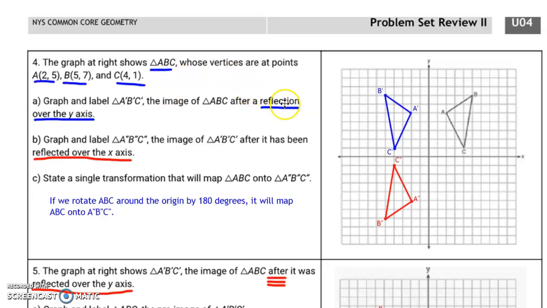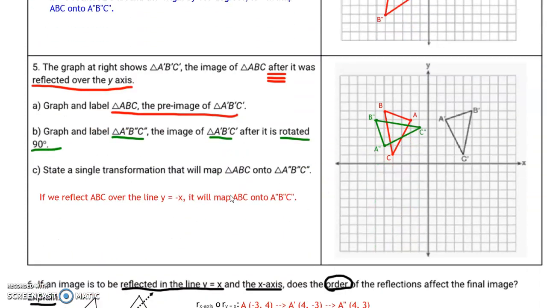Okay, the first thing we got to do is reflect across the y-axis. That's ABC goes to A prime, B prime, C prime. Then we got to reflect over the x-axis. That's here. If I had simply taken the shape and rotated it 180 degrees, it would have given me the same thing. Cool. For question number 5, the thing that it gives us is actually an image.